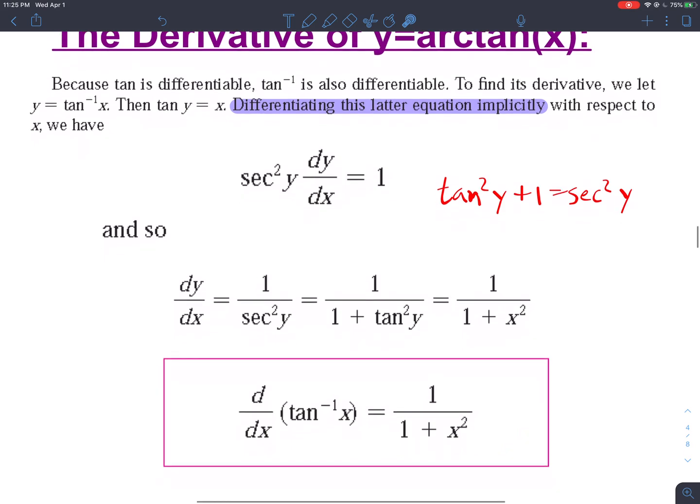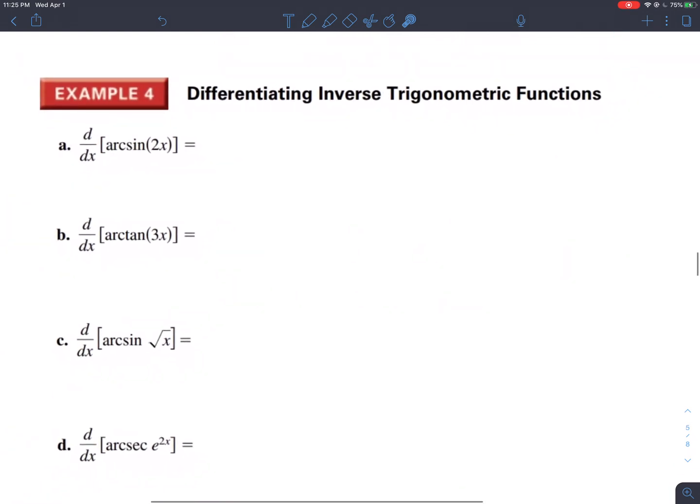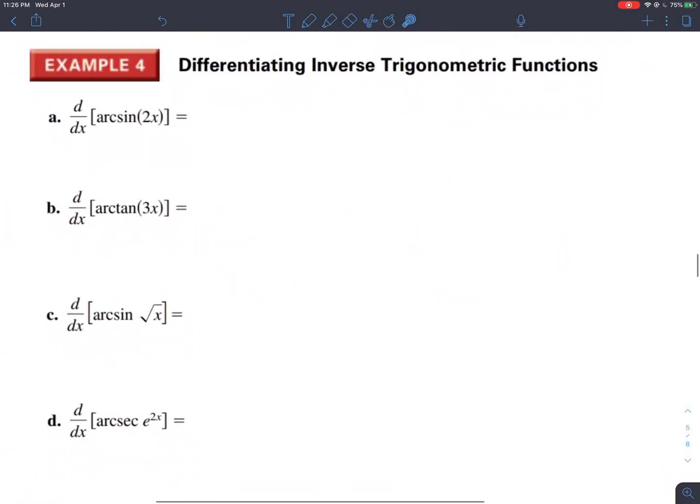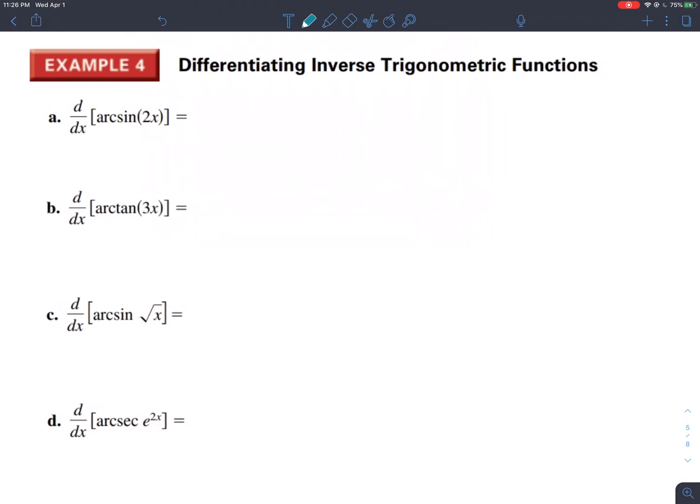All right, let's roll on. Now that we have these, let's practice some derivatives. This is officially getting into some actual practice problems with differentiation. So here we go.